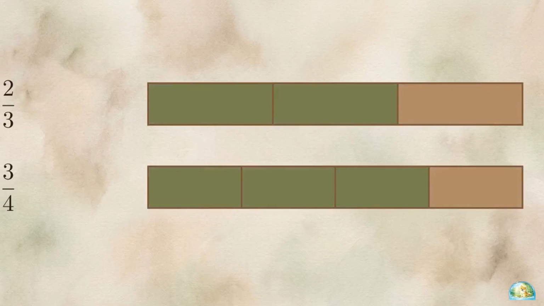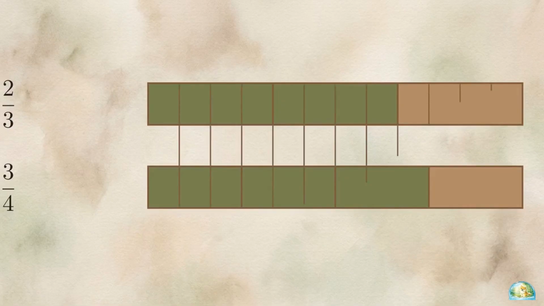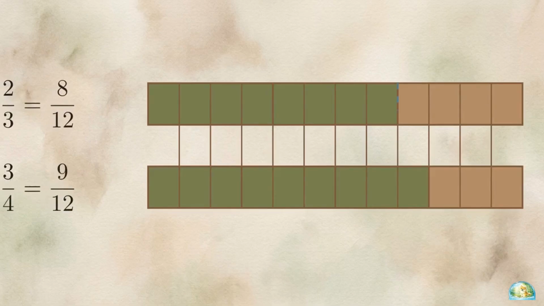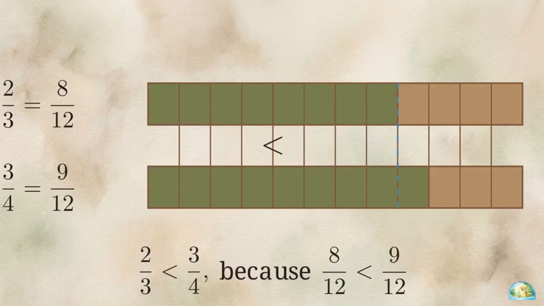Downstream, parallel mud bars are shaded 2/3 and 3/4. How can these match? We rewrite in twelfths. 2/3 equals 8/12 and 3/4 equals 9/12. Lining up the new segments, 8/12 is less than 9/12. We record the comparison. 2/3 is less than 3/4 because 8/12 is less than 9/12.